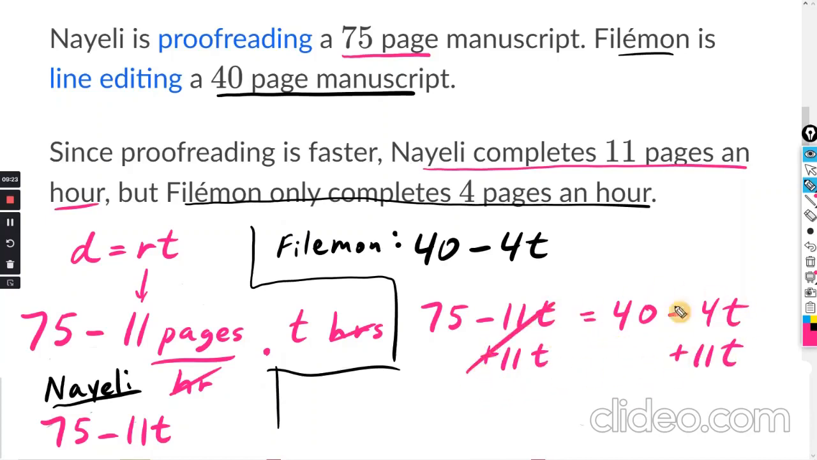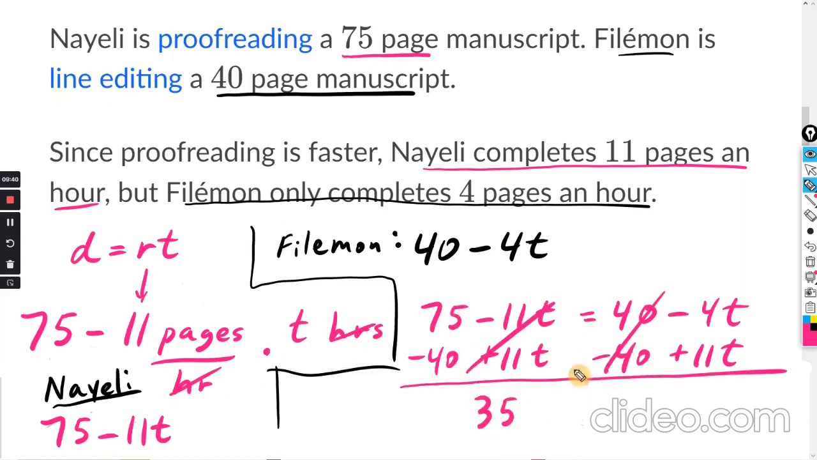Since the variables are on the right, I want the numbers on the left. The opposite of positive 40 is negative 40. And 40 minus 40 is gone. 75 minus 40, that's 35. Bring down the equals. Negative 4 plus 11 is 7 times t. The opposite of t times 7 is divided by 7. The 7's cancel. 35 over 7 is just 5.